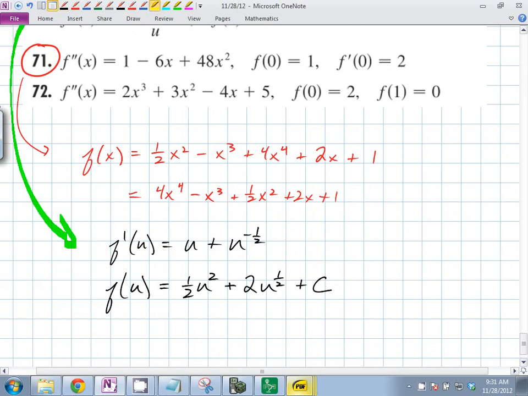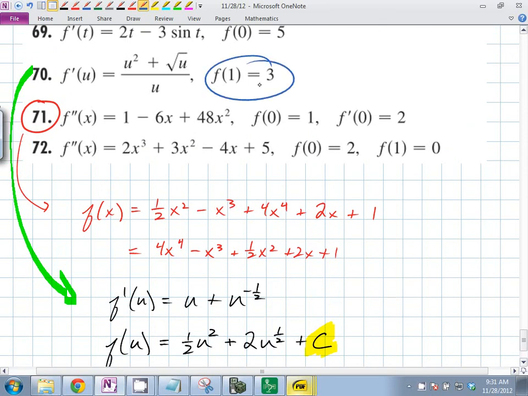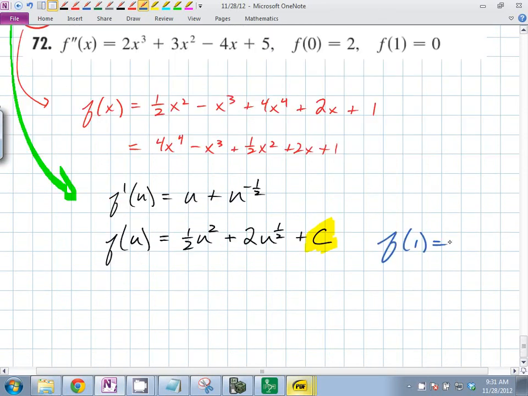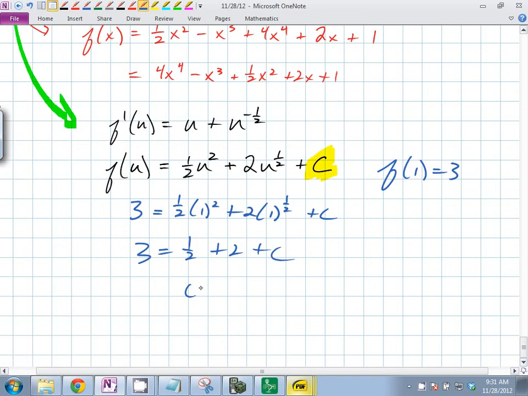But what do they tell us specifically? They tell us that f of 1 is 3. So what can you set up? Tell me what line I can write. 3 equals 1/2 times 1 squared plus 2 times 1 to the 1/2 plus C. So 3 is equal to 1/2 plus 2 plus C. So what does C equal? 1/2. So your final answer is f of u is equal to 1/2 u squared plus 2u to the 1/2 plus 1/2. So there is your final answer right there.